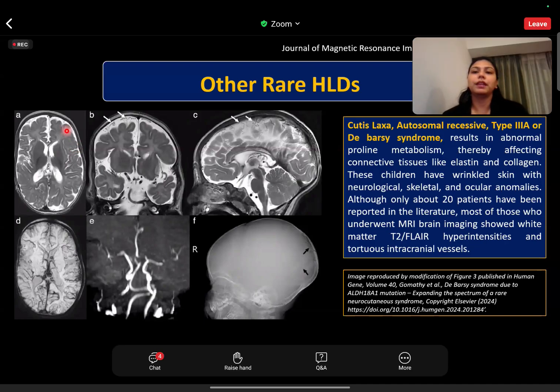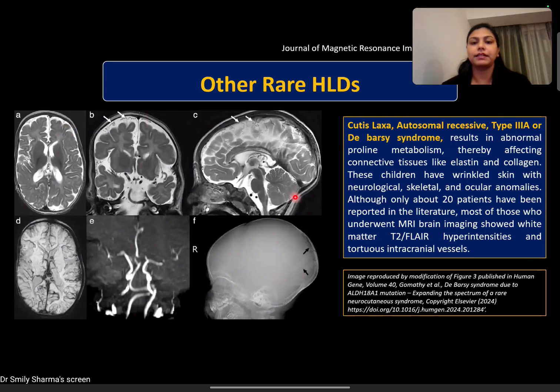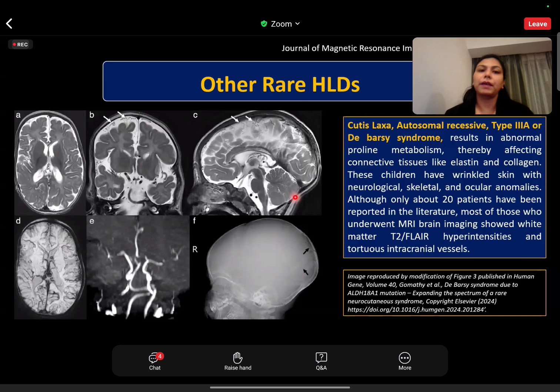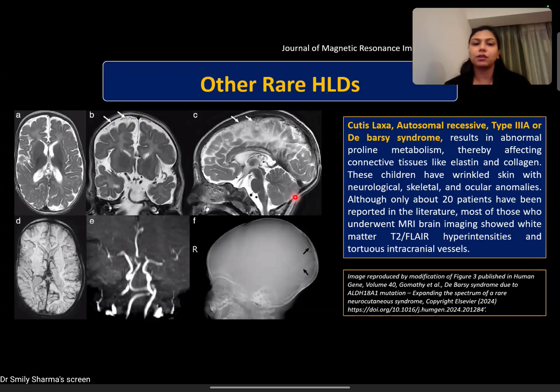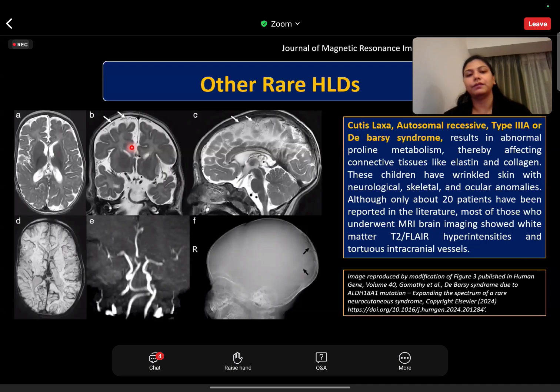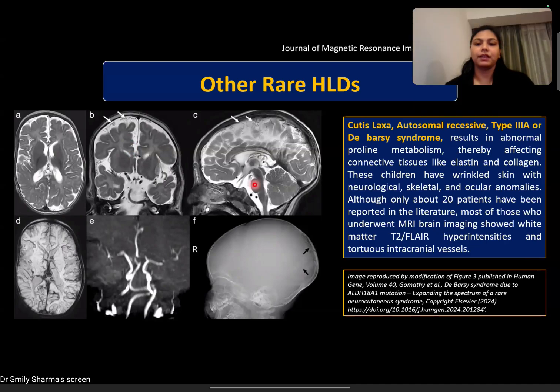So this is a case of DeBarsy syndrome, which is cutis laxa autosomal recessive type 3A disorder. This is a very rare disorder, but just to tell you that even hypomyelination can be seen in such rare disorders, and these prominent veins also make it one of the differentials of Menkes disease. And even these patients can have hair abnormalities.